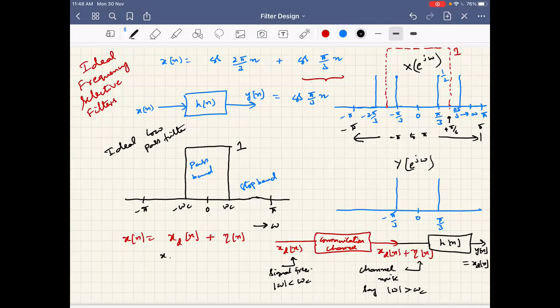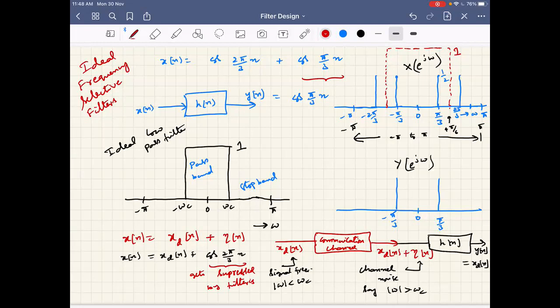As a simpler example, you can consider xd of n plus cos of 2 pi by 3 into n. This is just a simplified example, but you can consider the output signal as the desired signal plus a frequency selective noise. In that case, you can easily connect to the above scenario, wherein you can design a filter that suppresses this frequency. This frequency gets suppressed by filtering. That's what we are trying to do. So this is an ideal low pass filter.